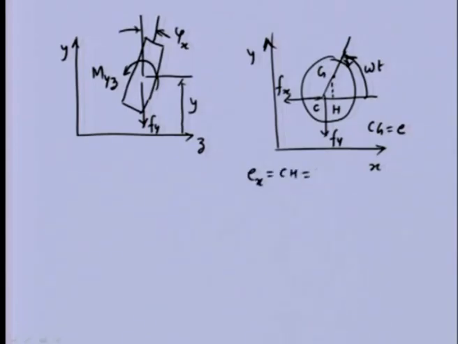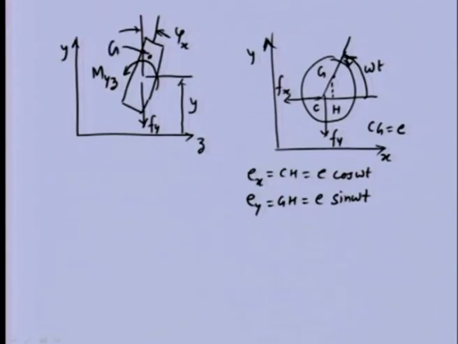So, that is given as e cos omega t, and the component in the y direction is GH, that is e sin omega t. The x axis is here. Now coming to the zy plane, we will see that the center of gravity is somewhere here.